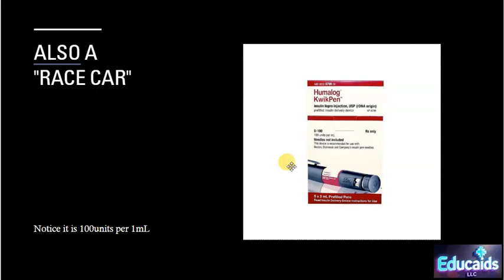There is a different brand called Humalog. It too hits you like a log. It's red, it's your race car, and it is the same concentration.